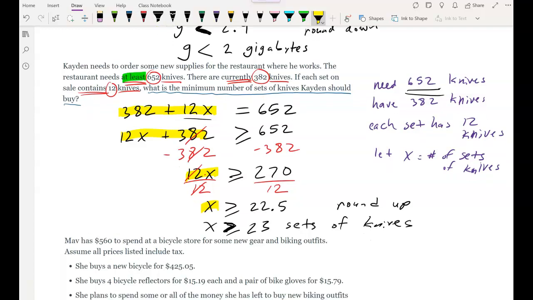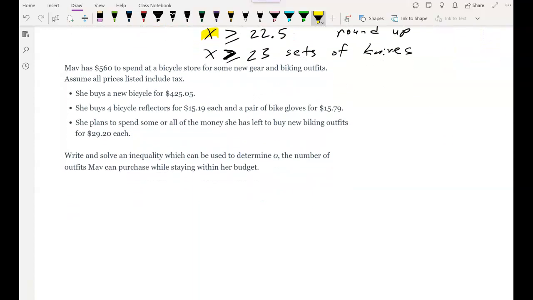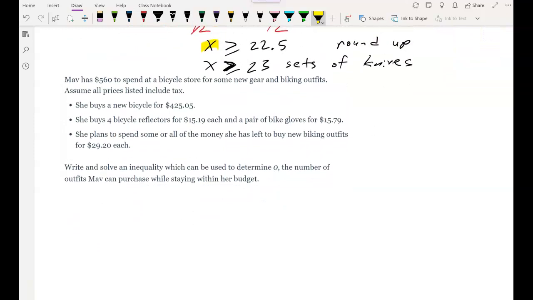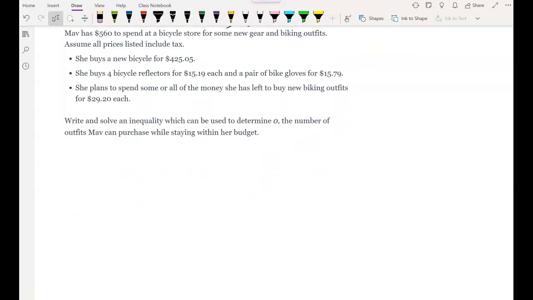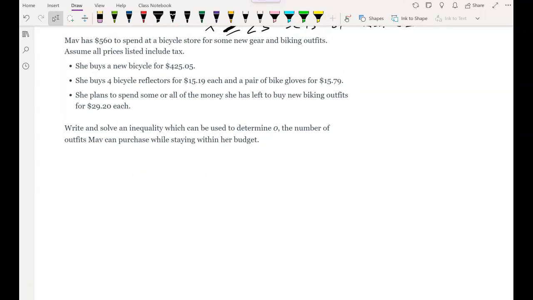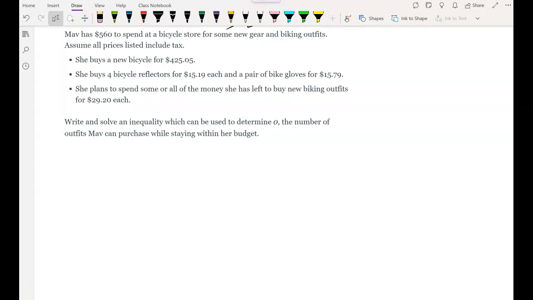Great. Well, let's move on to the next one. This one is a little more complicated. Not too bad, though. Mav has $560 to spend at a bicycle store for some new gear and biking outfits. You know how people are, they get into cycling. They got all that fancy bicycling equipment. Assume that all the prices include tax. Okay, great.